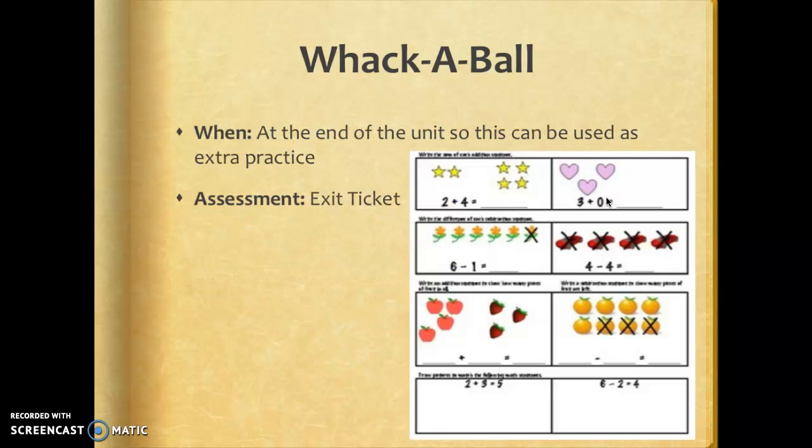This will take place at the end of the unit so that extra practice can be had, and here is the exit ticket for this as well.